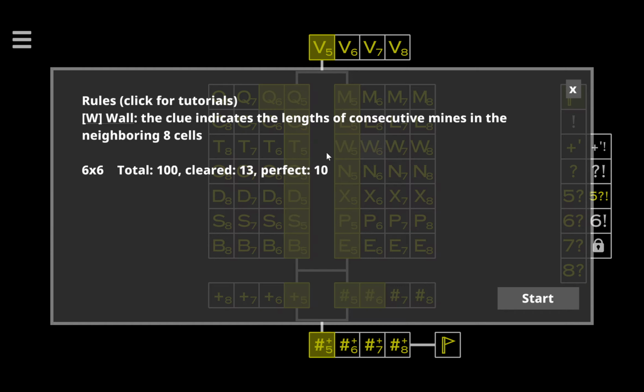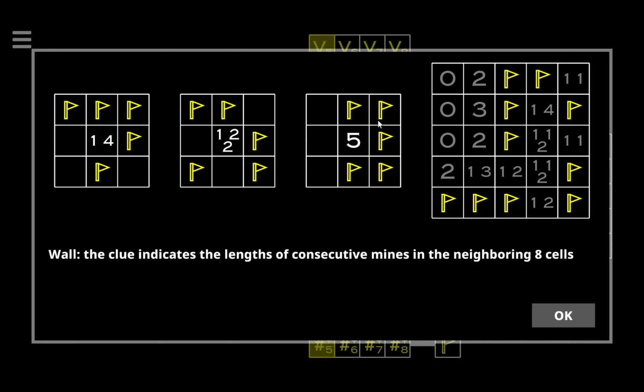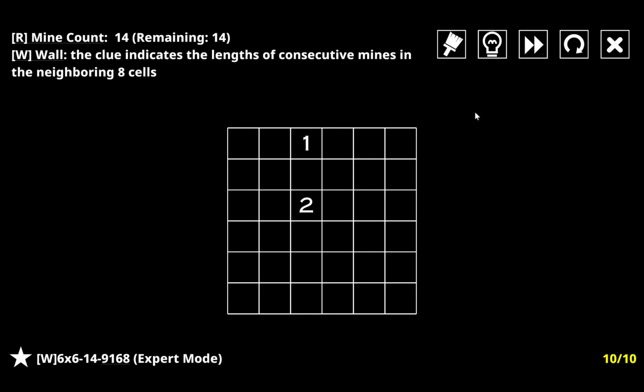But the idea is, you can see here this clue is a 1 and a 4, so it has a group of 1 mine continuously around the 8 cells, and then a group of 4. Similarly, you can see there's 2, 2, and 1 there, and this one has 5. This is just a complete puzzle over there. We're going to go ahead and go right into one of these.